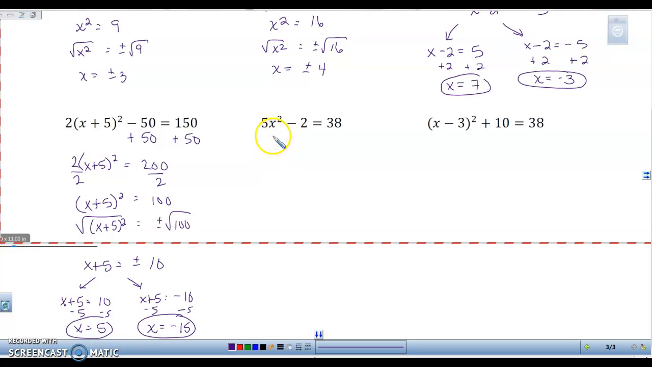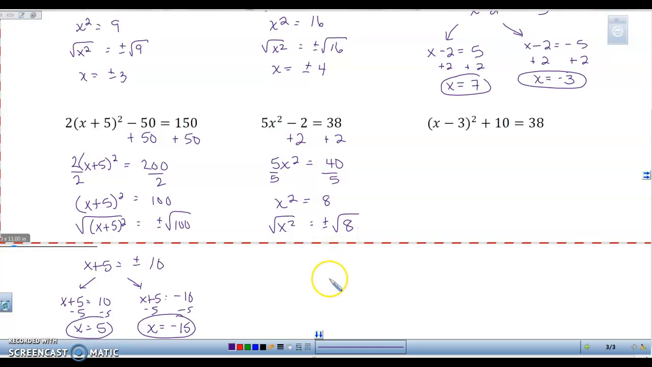All right, what do we do here? 5x squared minus 2 equals 38. Well, we want to get the x squared by itself, so we add the 2. And that gives me 5x squared is equal to 40. Divide by 5. And then I get x squared is equal to 8. Then I want to take the square root of both sides. Don't forget it's plus or minus.